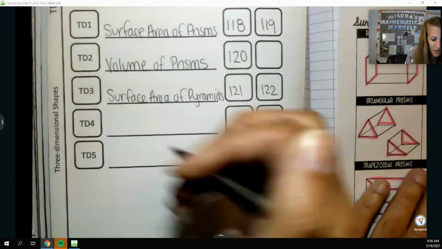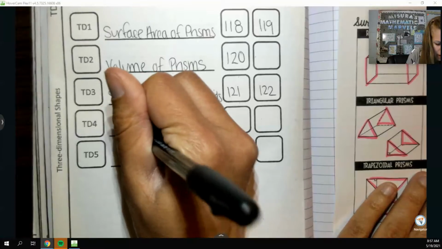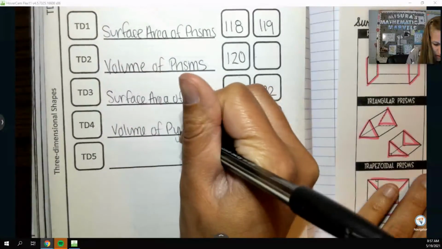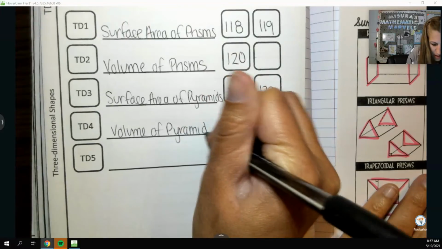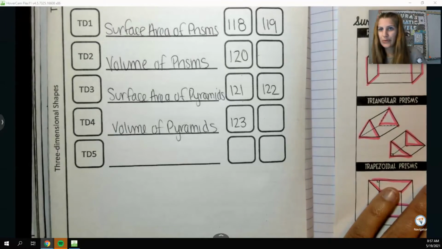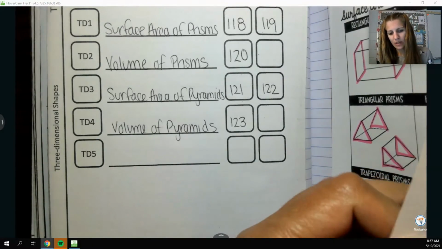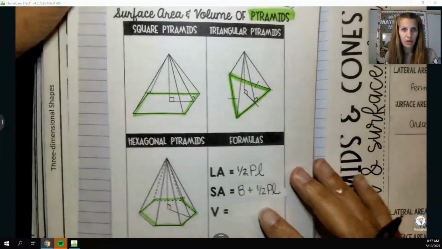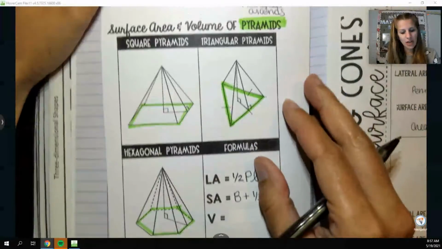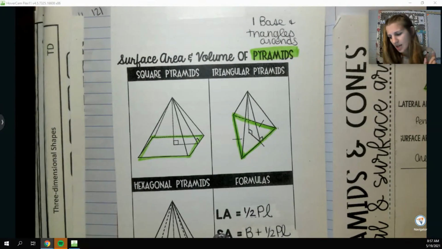Alrighty guys, we're going to keep talking about pyramids, but we're going to talk about finding the volume of pyramids. And we're going to do that on 123. So, if we actually jump to 121 for just a second, I want to remind you right here, when we're talking about pyramids, we have that shape that has one base and then triangles all around.